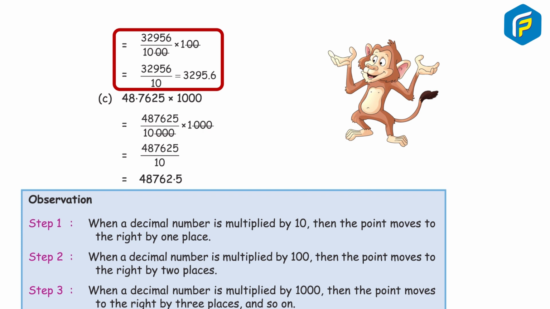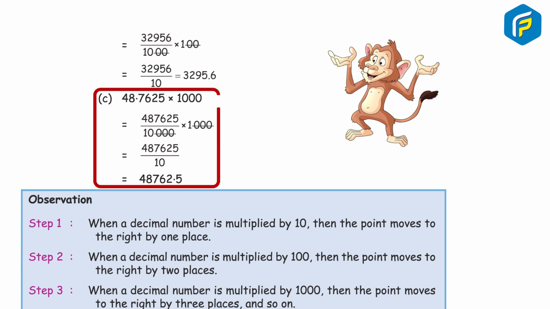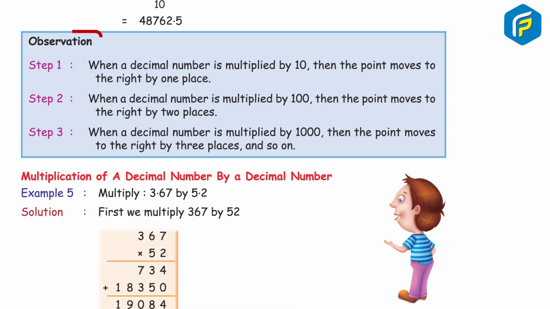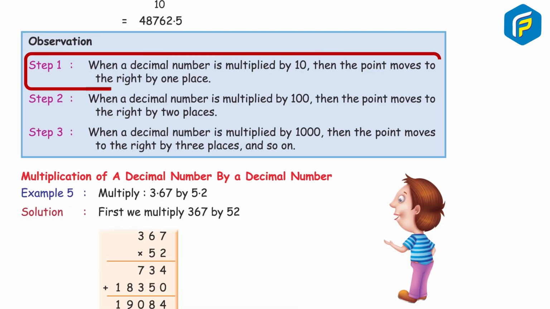32.956 upon 1000 into 1000 is equals to 32956 upon 10 is equals to 3295.6. C. 48.7625 into 1000, 487625 upon 10,000 into 1000 is equals to 487625 upon 10 is equals to 48762.5.